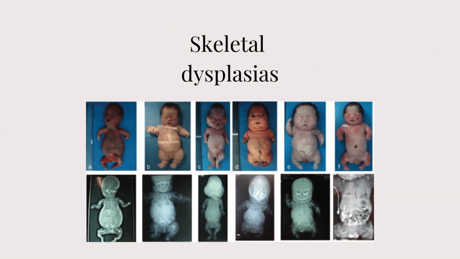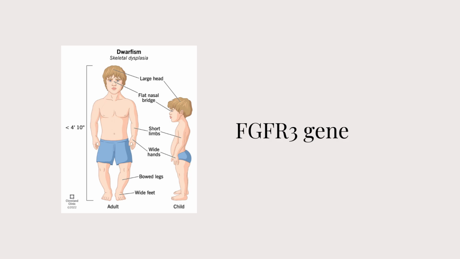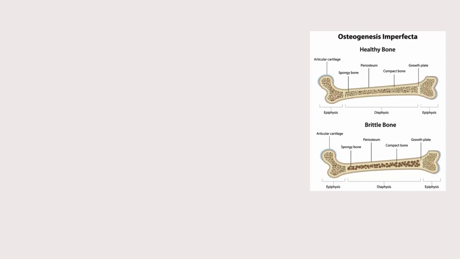Clinically, disruptions in bone development can lead to a variety of conditions. Skeletal dysplasias, for example, are a group of conditions where bones grow abnormally in size, shape, or structure. Achondroplasia, the most common form of dwarfism, results from a mutation in the FGFR3 gene affecting the growth of long bones and leading to shorter limbs.